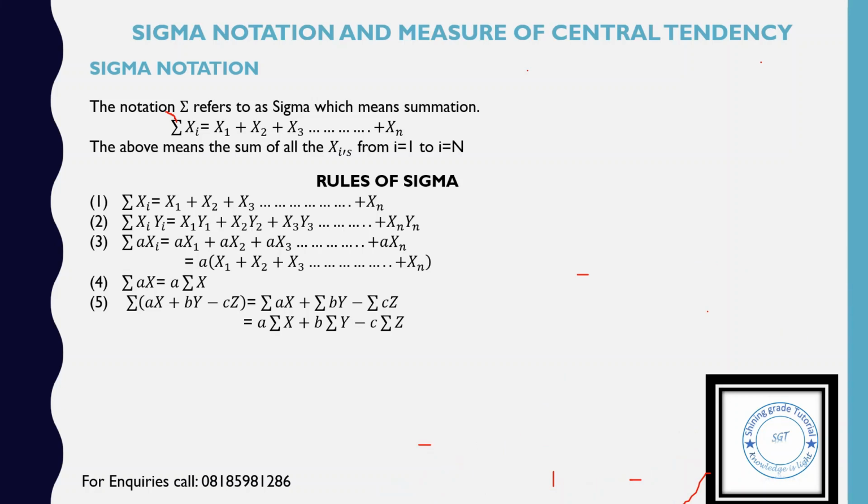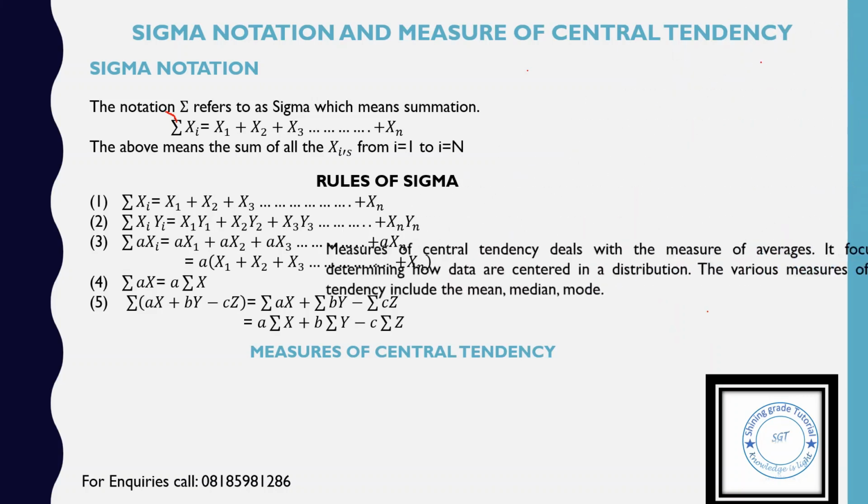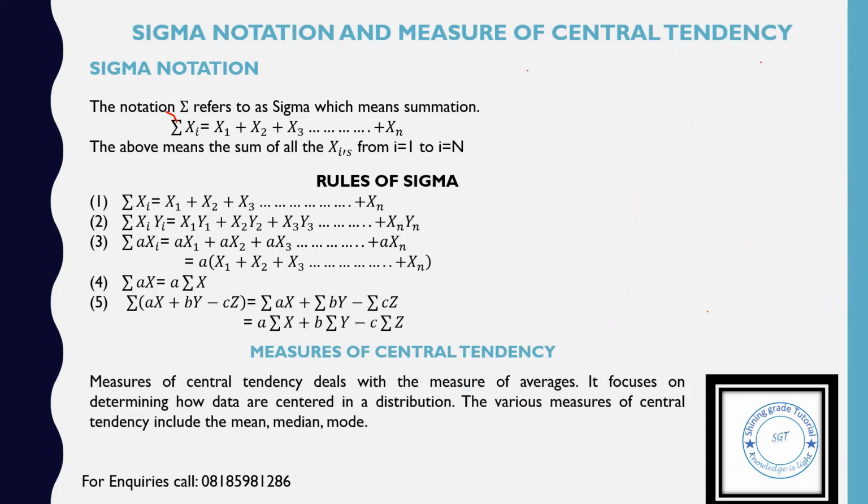So another rule, I don't think we have another set of rules. Okay, that is all about the rules. Now let's move to the core of this class, the major aspect, which is measure of central tendency. So measures of central tendency are measures of averages that enable us to determine how data are centered within or around the distribution.